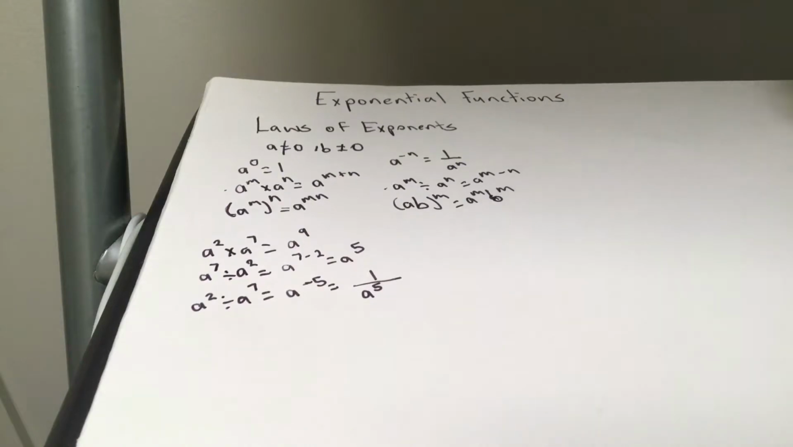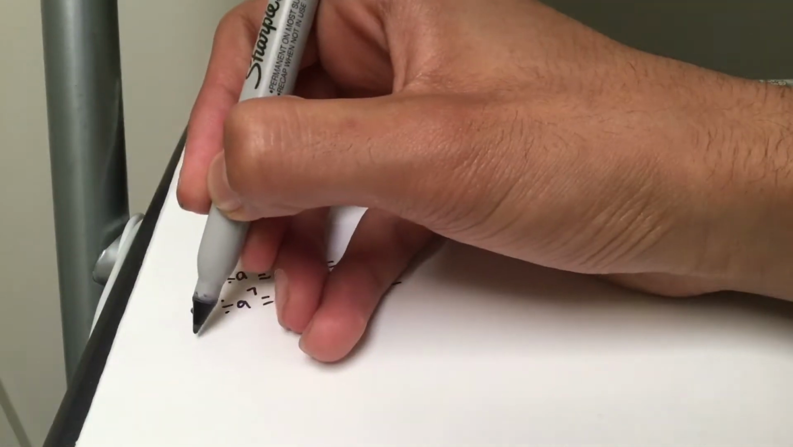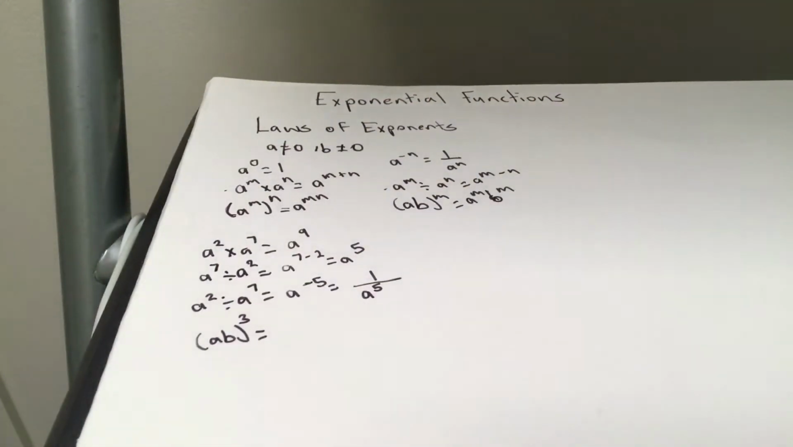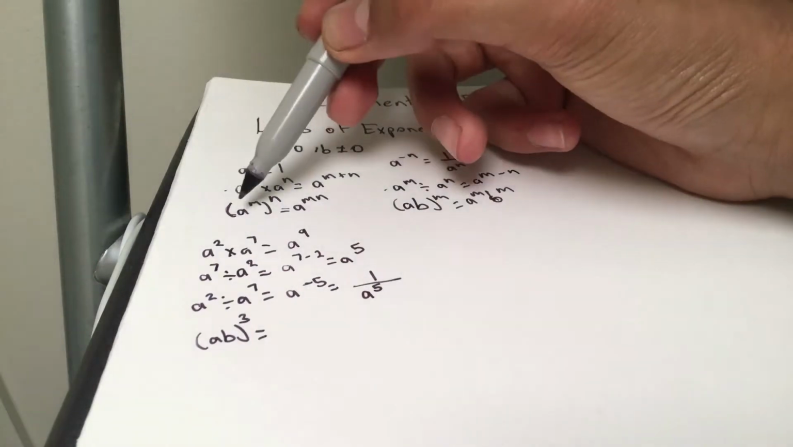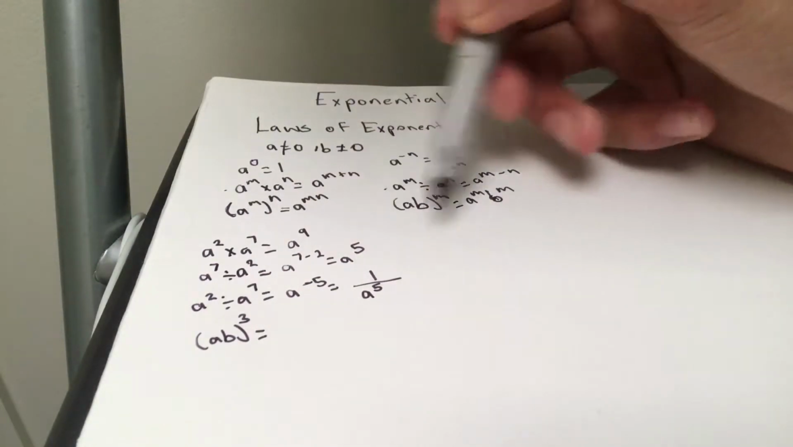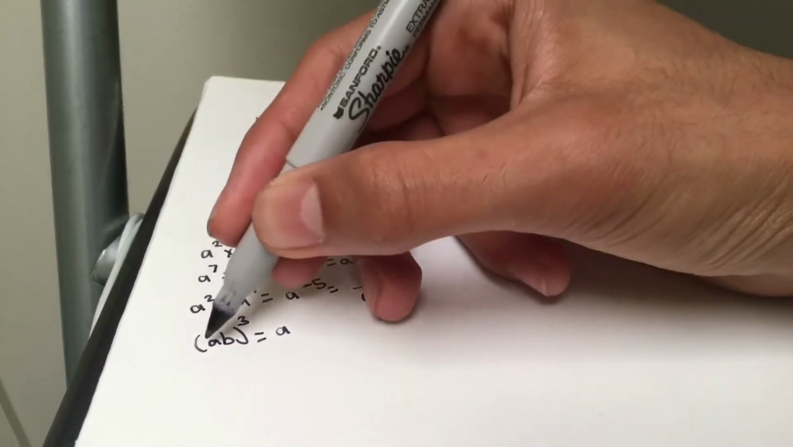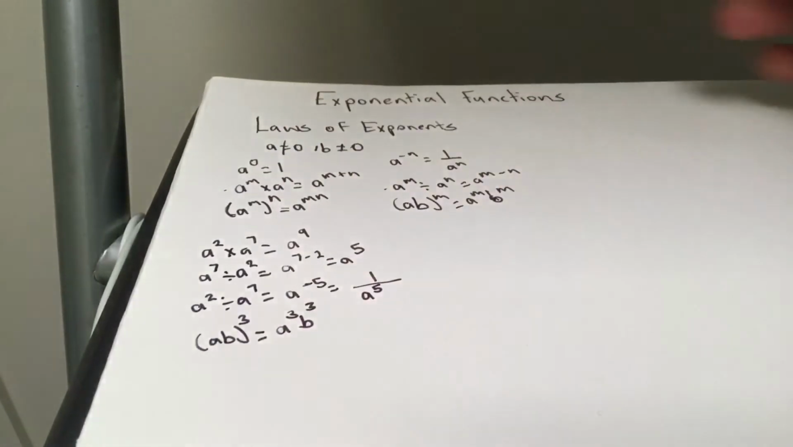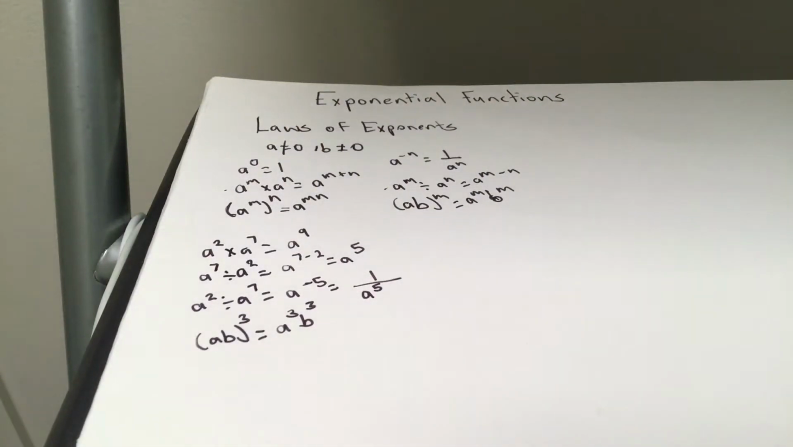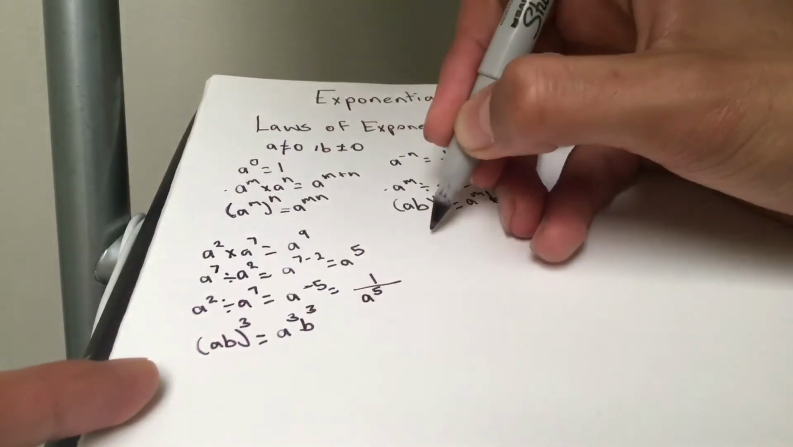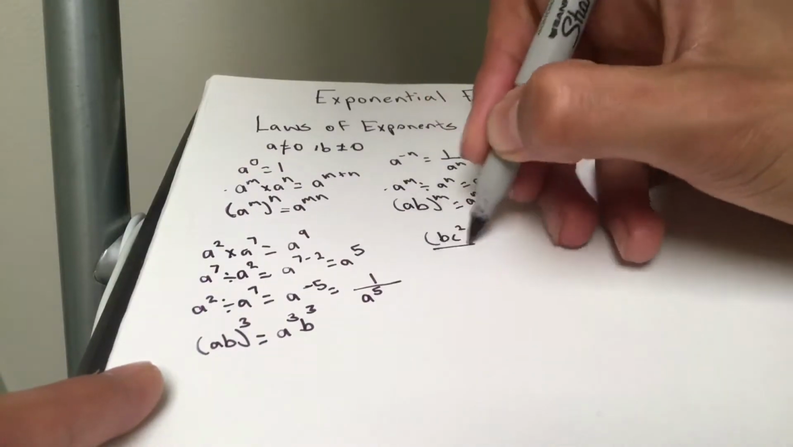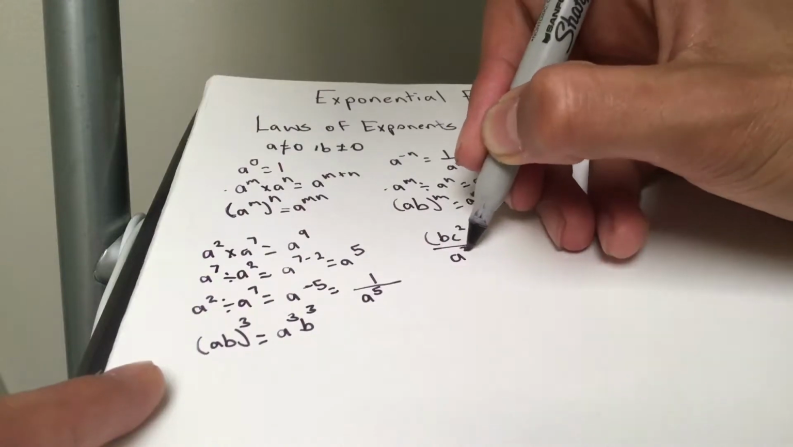So the negative is changed because we've made it the reverse to a fraction. Okay, so now let's answer (AB) to the power of 3. So this time we're going to use this rule. Oh no, sorry, this rule. So we're going to break it up into two parts. So A to the power of 3 and B to the power of 3. So that is our answer. Okay, so now let's do (BC) to the power of 2 over A to the power of 3.